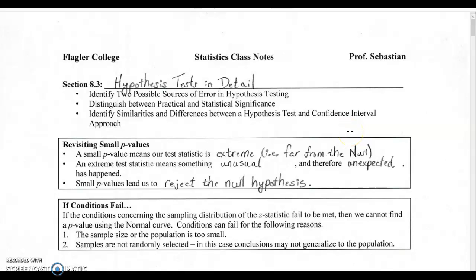Okay, we're still in chapter 8 about hypothesis tests. And in section 8.3, we want to get down to some of the detail. We want to identify two possible sources of error that we could come across in hypothesis testing. We want to distinguish between practical and statistical significance. We want to identify similarities and differences between a hypothesis test and a confidence interval approach.